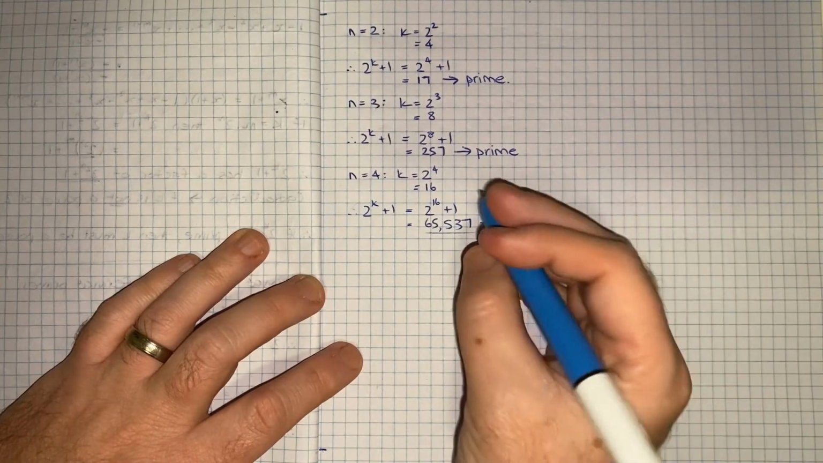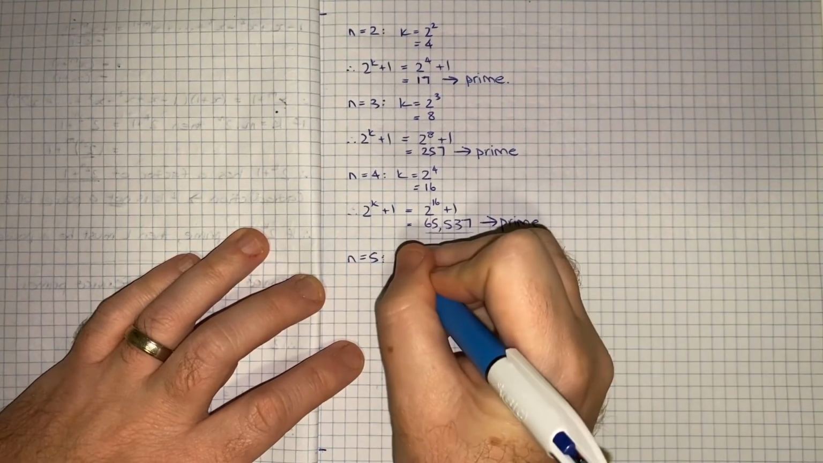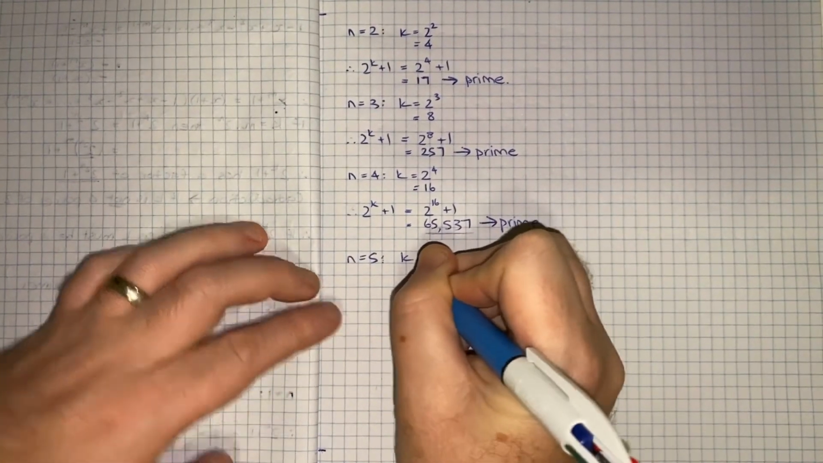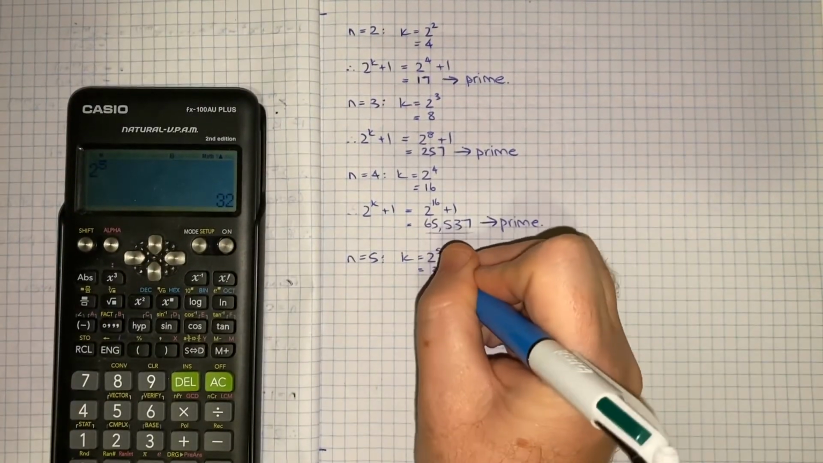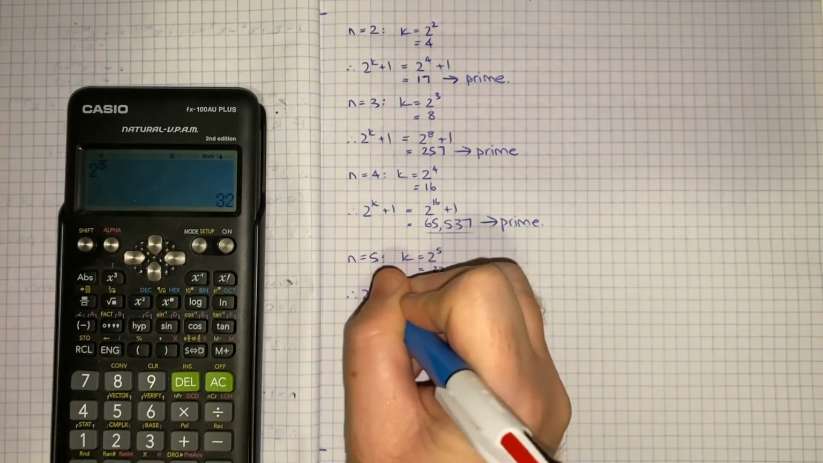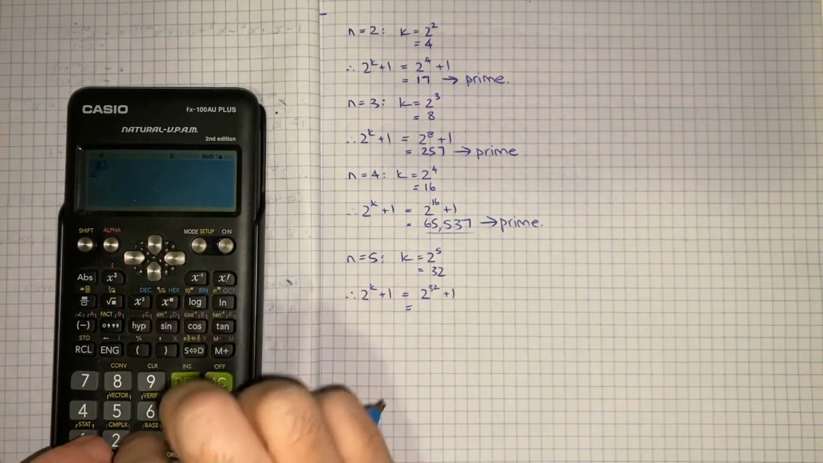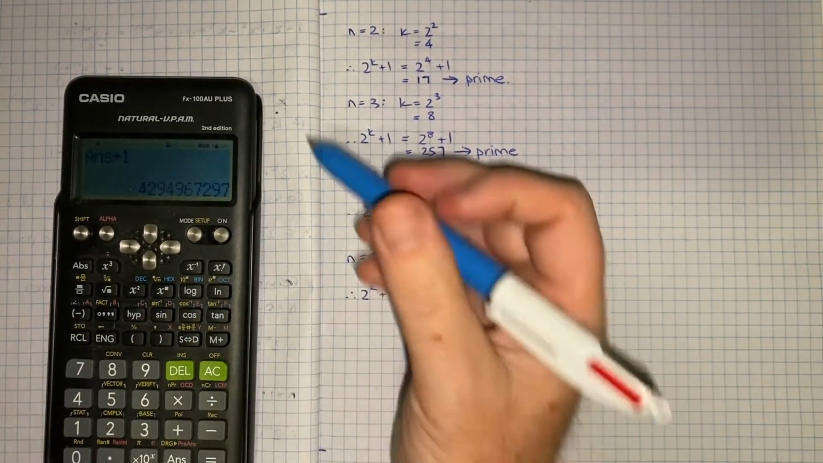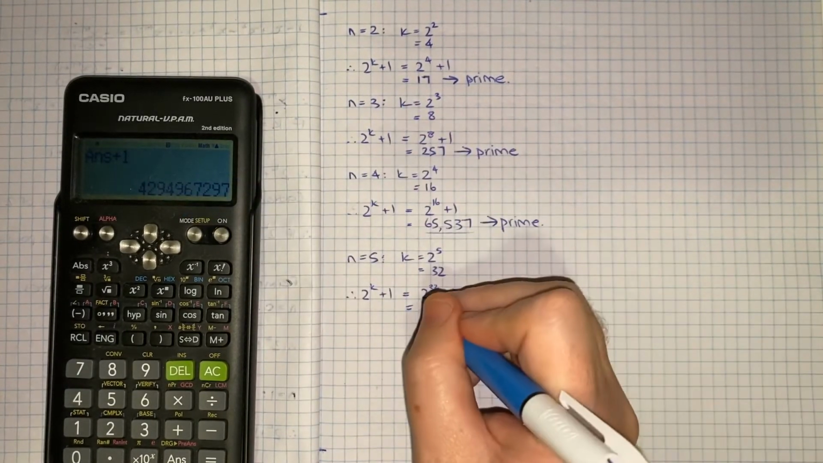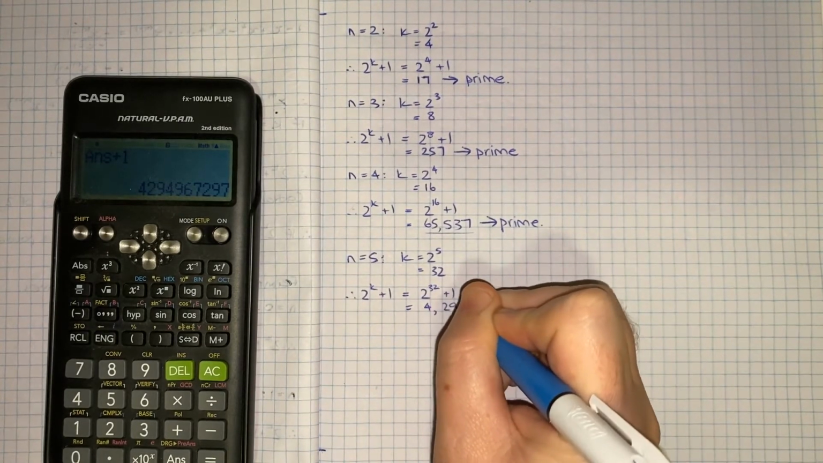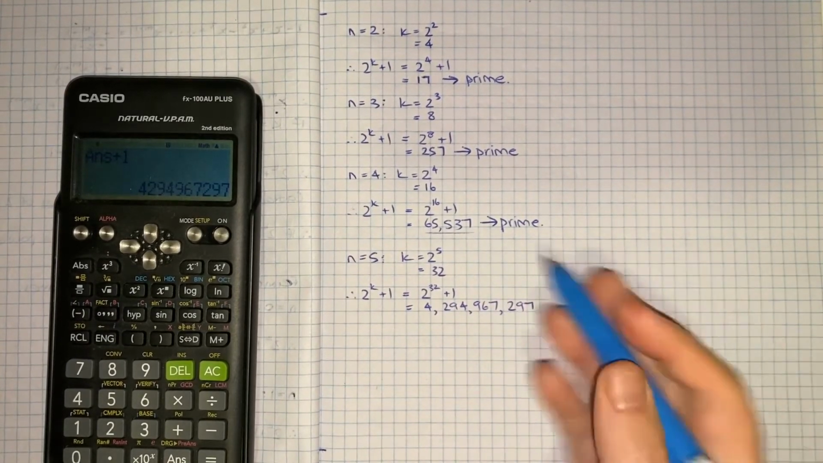But we can. So I'm going to go n is equal to 5, and this will be the last one I look at. So we'll go k is equal to 2 to the 5, which equals 32. So therefore our 2 to the k plus 1 Fermat number would be 2 to the 32 plus 1. Now that's going to be 4,294,967,297. And that's a big number.